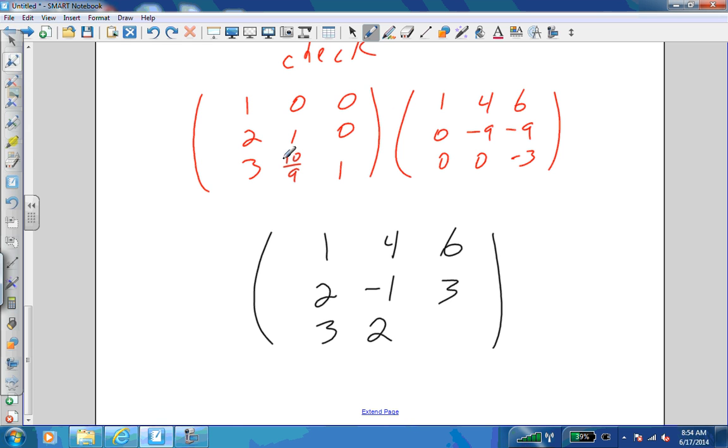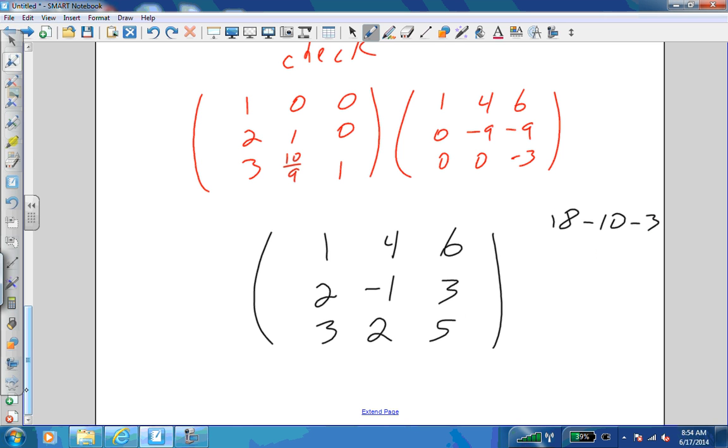Third row, third column, we have 18. 10 ninths times negative 9, again, that's negative 10. 1 times minus 3. So 8 minus 3 gives us 5.